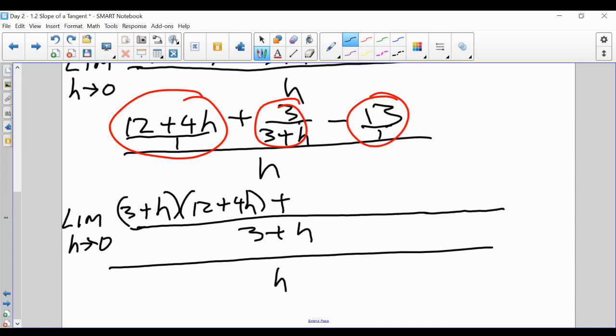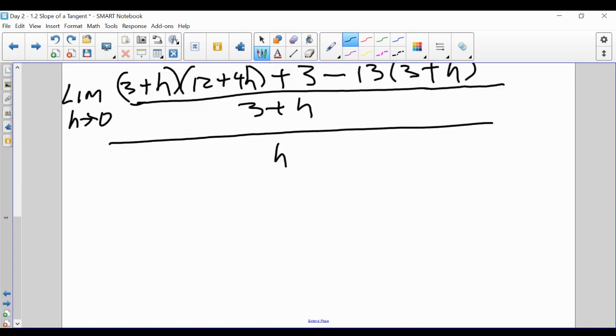plus, this already had a denominator of 3 plus h. So it's just going to be plus 3 minus 13 times the 3 plus h. Now, I'm hoping that made sense, that we know from grade 11 how to do rational expressions, and get common denominators and go through that whole thing. I'm hoping that made sense.